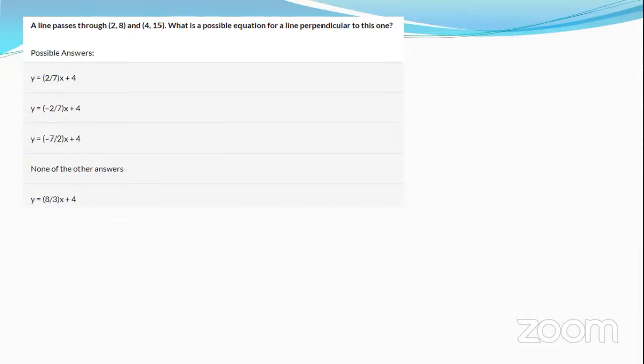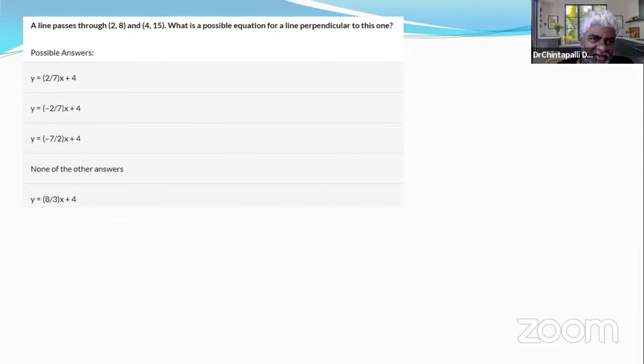The slope is 7/2, sir, so the perpendicular slope should be -2/7. So it's option 2, sir. Option 2. Very good. That's good. Very simple.